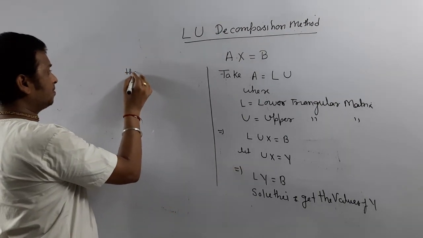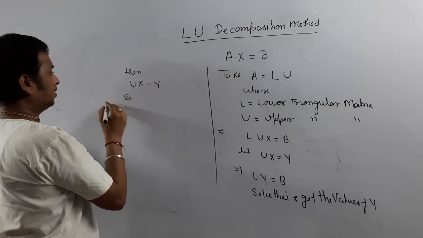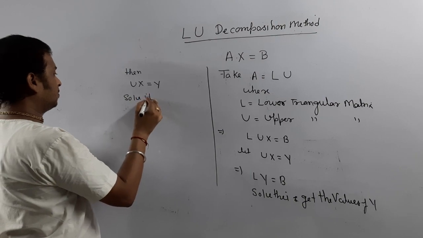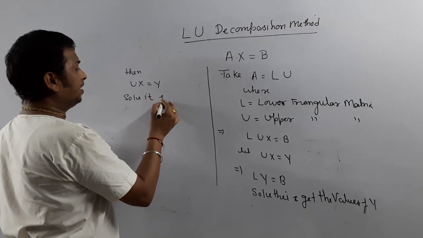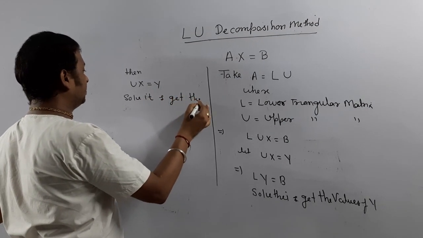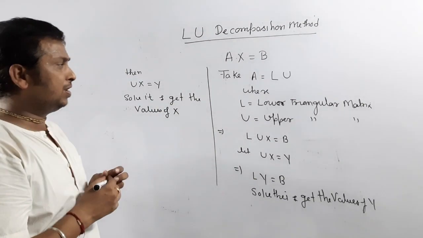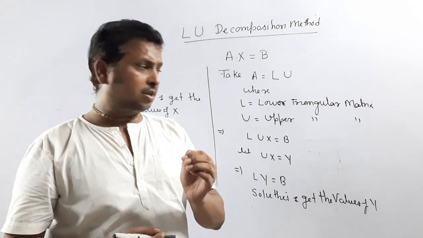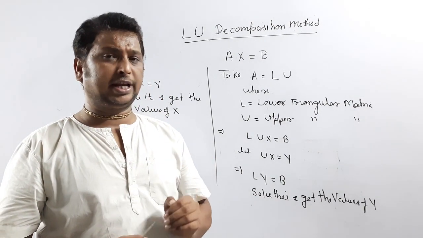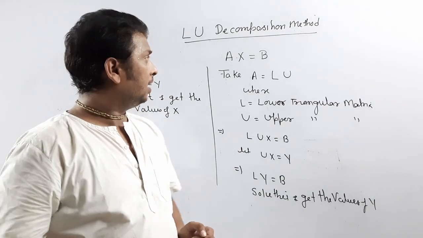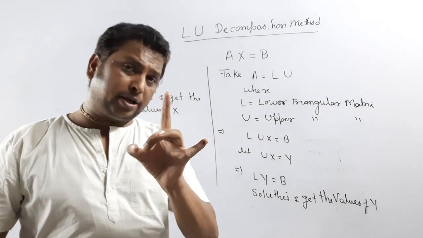Then, because UX = Y, solve it. Because you already calculated Y, just put the value of Y here, solve it and get the values of X. Once you know X, it will be over. So this is the easiest way to find the solution of a system of linear equations, but a little bit lengthy because we have to write A in terms of L and U. Here is one important point.